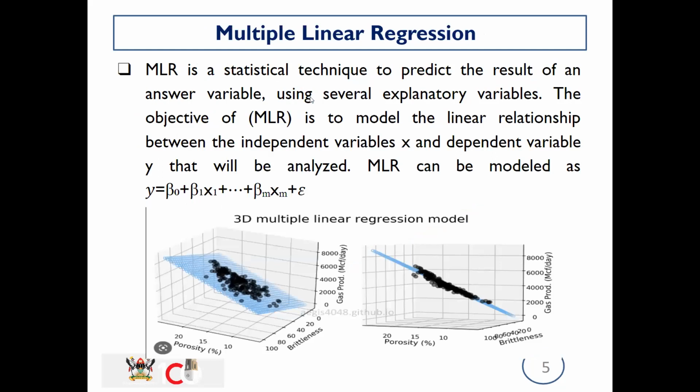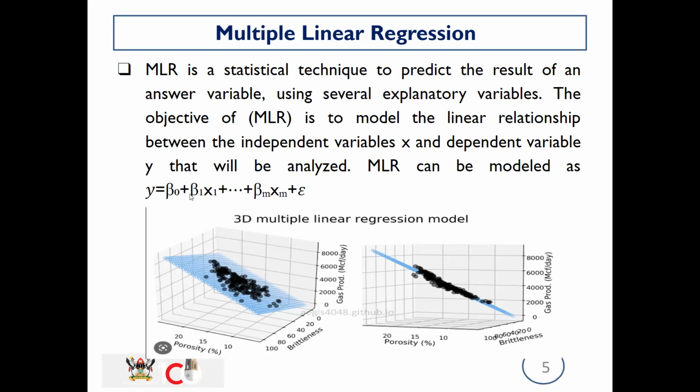Multiple linear regression. In multiple linear regression, we have more than one independent variable. As you can see, we have gas production as the dependent, and then the independents, we have more than one: porosity and brittleness. So we end up forming some sort of 3D structure where we have a plane instead of just a single straight line.